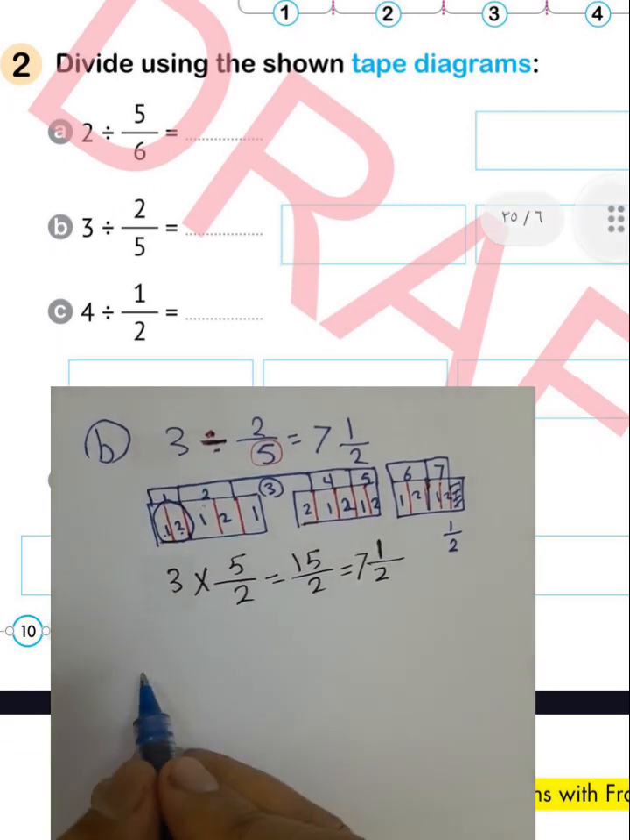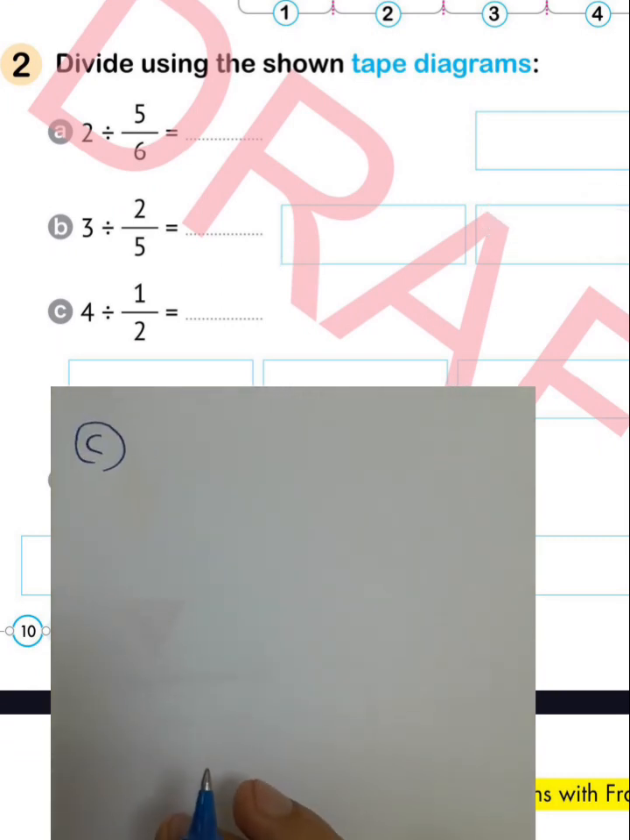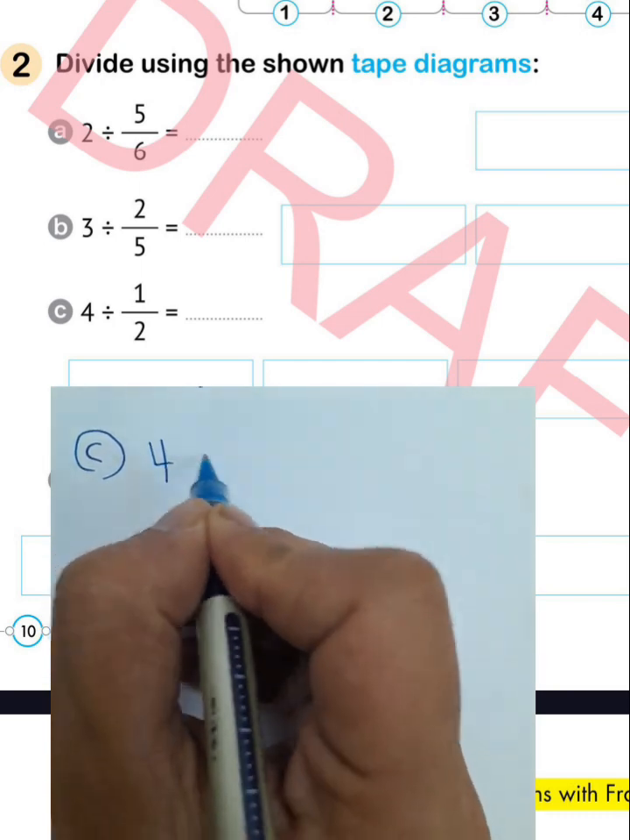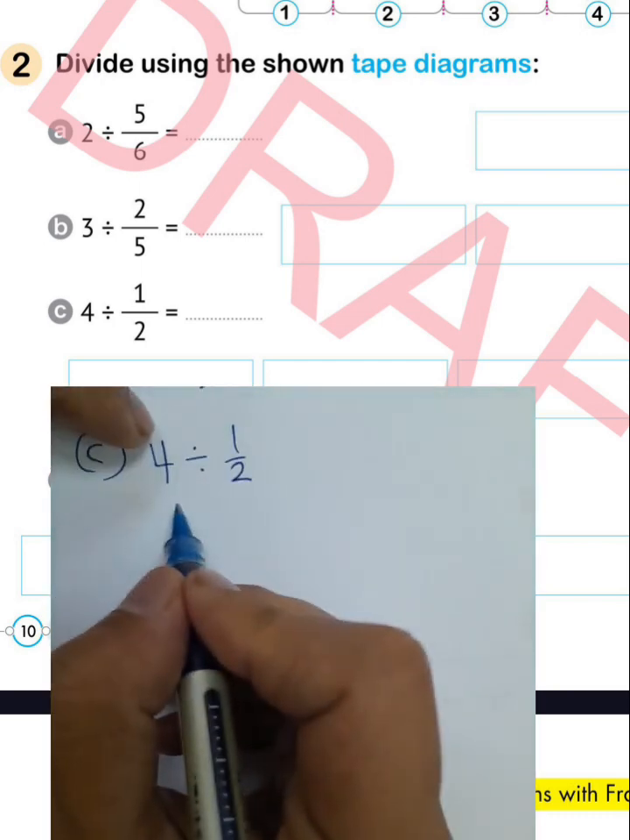Question letter C. 4 divided by 1/2. We will draw 4 models.